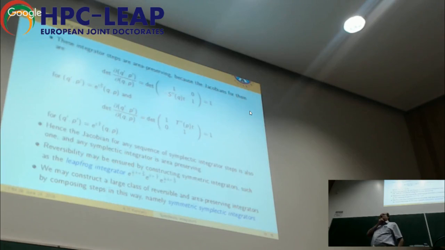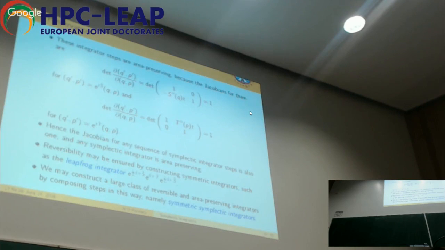Now, let's come back to this issue of area preservation. I said that these integrators were symplectic, as well as reversible, and that the Jacobian associated with them is 1. So we can see it here explicitly for these two steps. If we consider the step where we integrate the Hamiltonian vector field S hat, so we just change the momentum, then the Jacobian, the change of coordinates from the initial p's and q's to the final p prime and q prime, corresponds to this determinant.